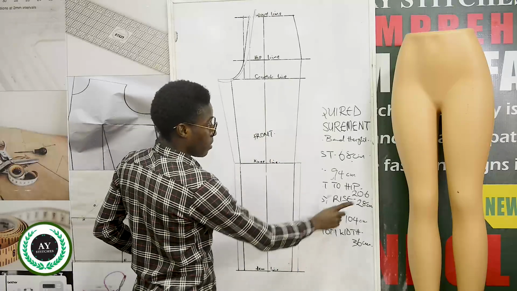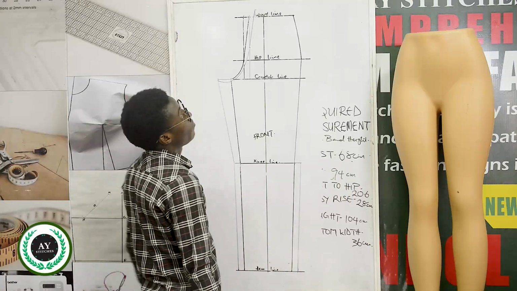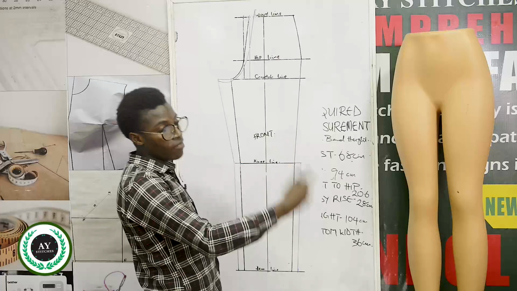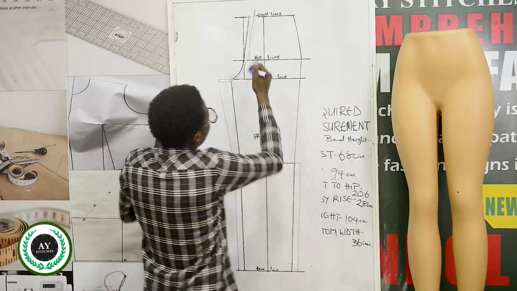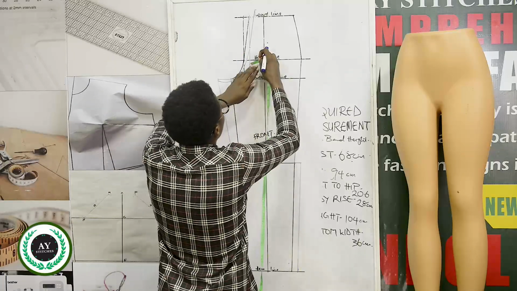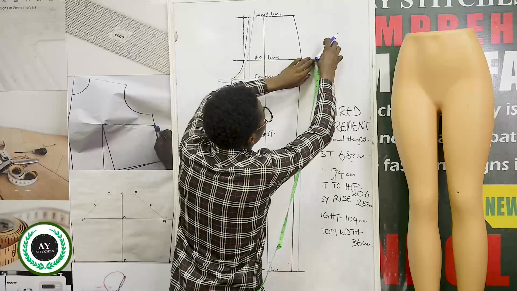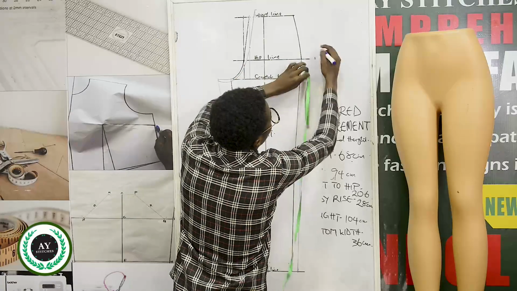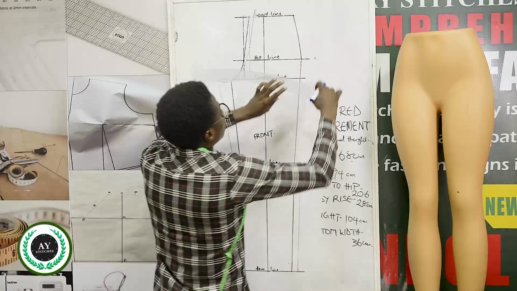So now the hip measurement, which is what? 94 centimeter divided by 4 plus 1.5 centimeter. So that gives me 25 centimeters. So I'm going to be measuring from this squared up line at the hip line, 25 centimeter. So that is what? My hip point.